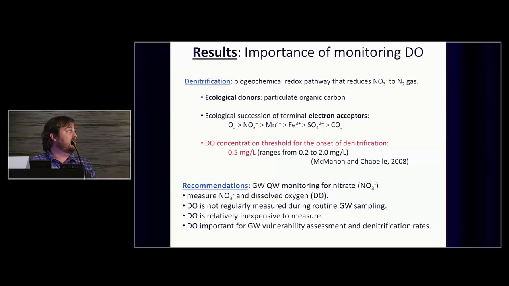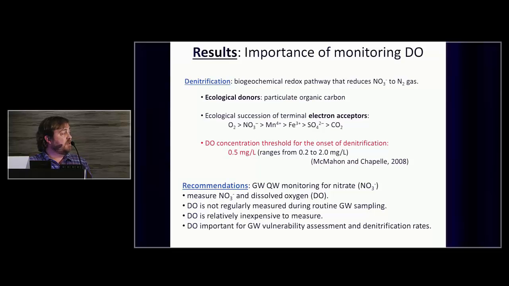Denitrification, of course, is a redox pathway that reduces nitrate to dinitrogen gas. It needs an organic carbon as the electron donor, but then the electron acceptor in oxic groundwater, of course, is oxygen. When the system becomes suboxic or anoxic, the next electron acceptor is nitrate. So it's really important to understand the dissolved oxygen concentrations in your groundwater to understand the onset of denitrification.